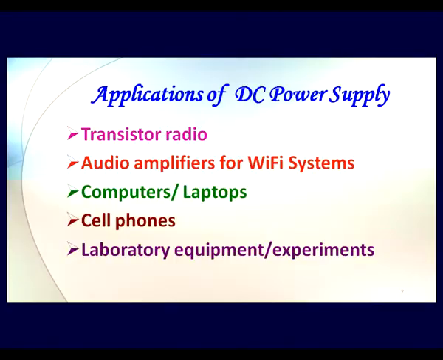I just listed a few applications of our DC power supply, like the transistor radio, audio amplifiers, our Wi-Fi systems, or very day to day, our computers, laptops or cell phones, we have chargers. All those chargers are essentially converting the AC mains into the required DC voltage. Then in the laboratory, for performing certain experiments, we need highly stable DC voltages. So these are the main application areas of DC power supply that we come across in our day-to-day life.